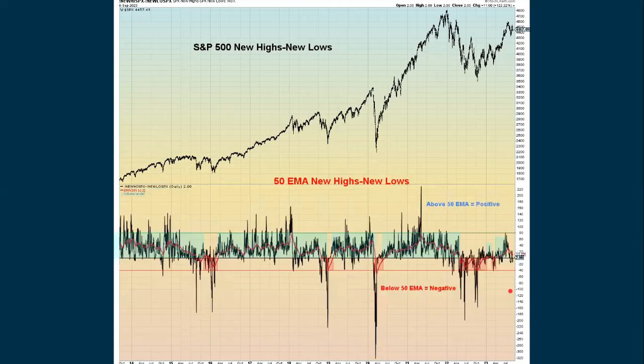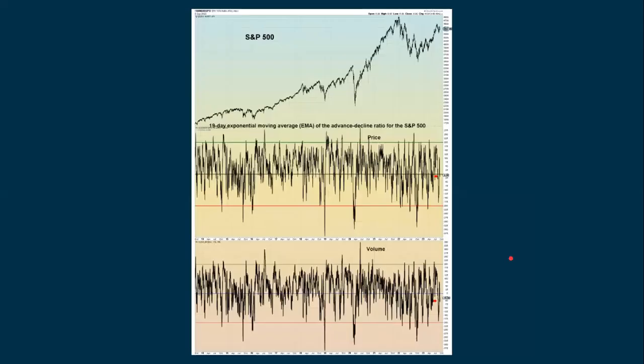We get the indicator from this next chart. That's the black line. And then on top of that, we have a moving average. That's the red line, and that's what's plotted on the previous chart. When we're above 0, that's more positive. Below 0, that's negative. But right now, this has been declining, even though it's still above 0. Then we look at the 19-day exponential moving average of the advanced decline ratio. We can look at it based on price and volume, and we're just about at the midpoint now with a slight negative bias since we're below 0.